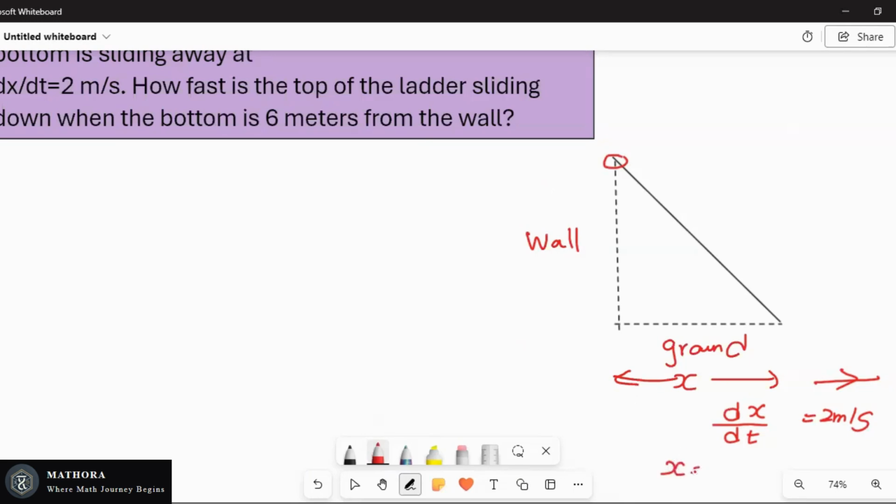When they are asking when x equals 6 meters, they are asking how fast is the top of the ladder sliding down when the bottom is 6 meters. So this is going to be y.